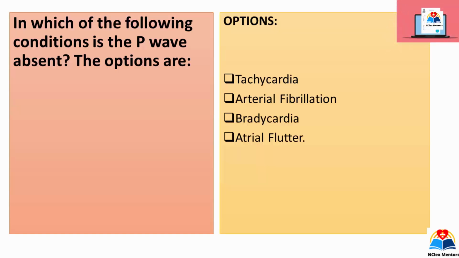The correct answer to this question is atrial fibrillation. Options tachycardia and bradycardia are not correct, nor is atrial flutter. In atrial flutter, in fact, we see multiple P waves in between each QRS complex. With this, we have ended this topic here.